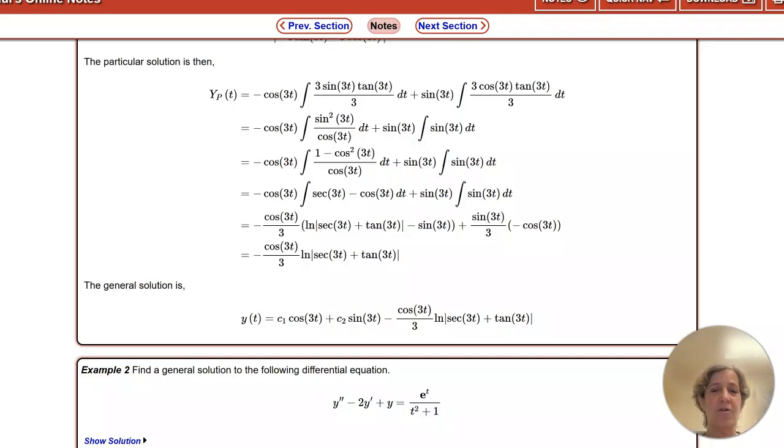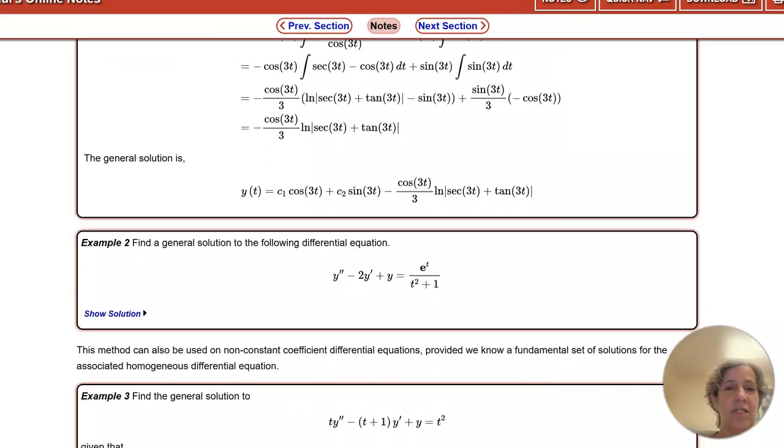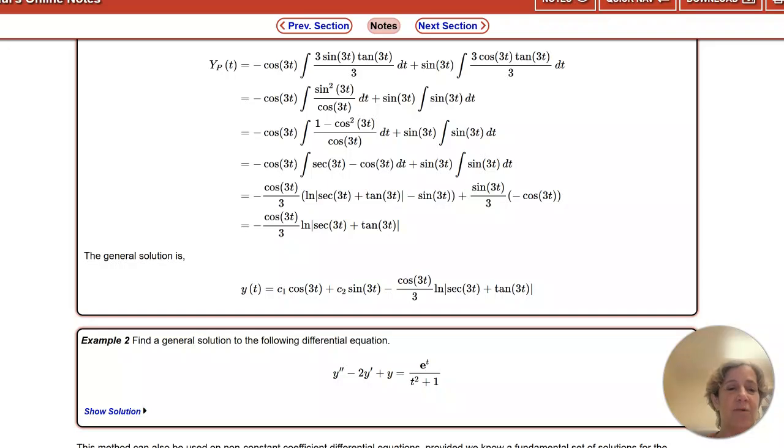So putting it all together, our general solution is the complementary solution, which we found to be C1 cosine of 3t plus C2 sine of 3t, and then plus our particular solution, which using our new formula, we found to be negative cosine of 3t over 3 times the ln of secant of 3t plus tangent of 3t. And then all of them, again, the integration and the computation gets different, but it's all the same strategy.